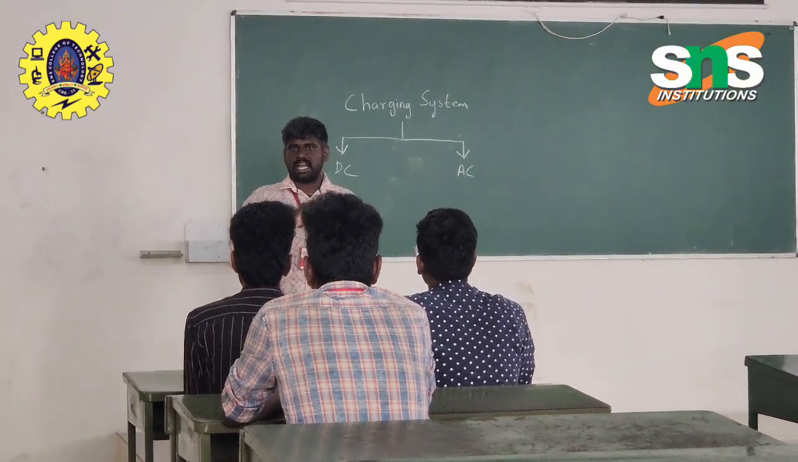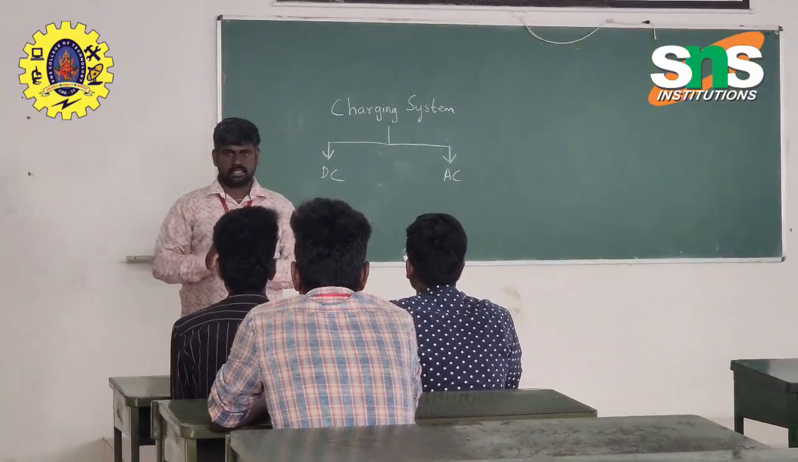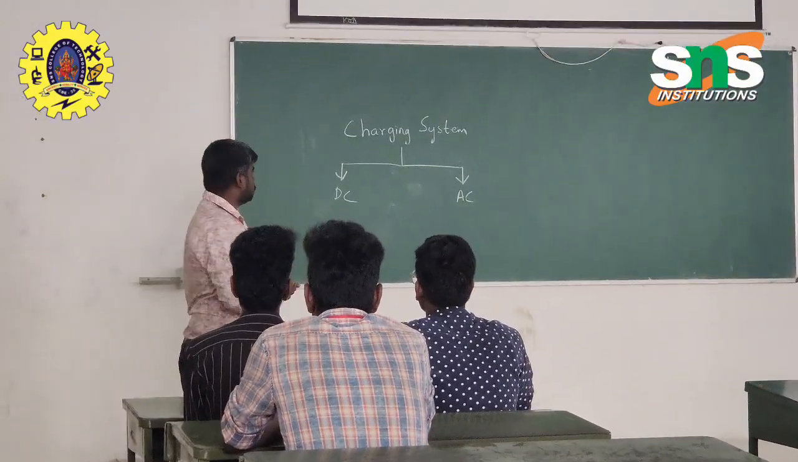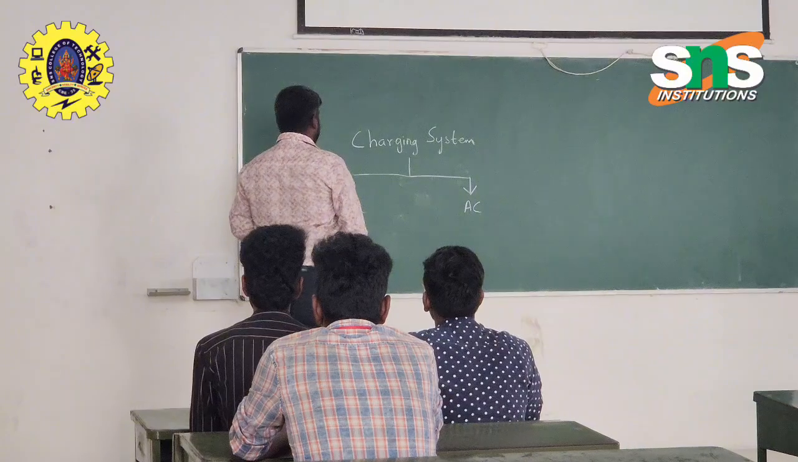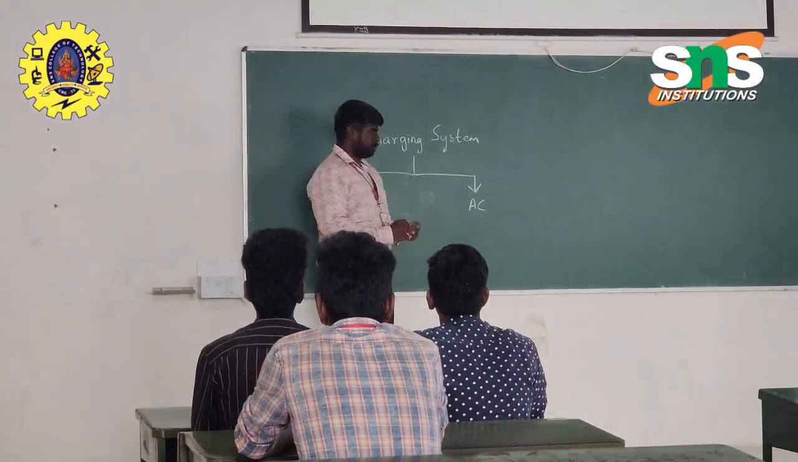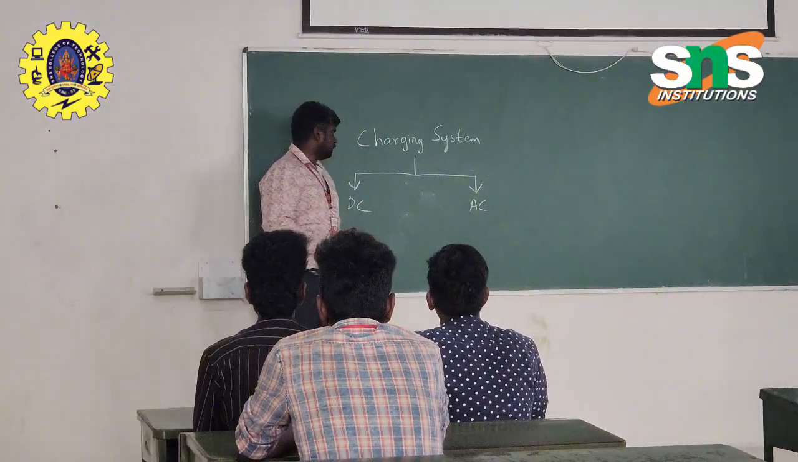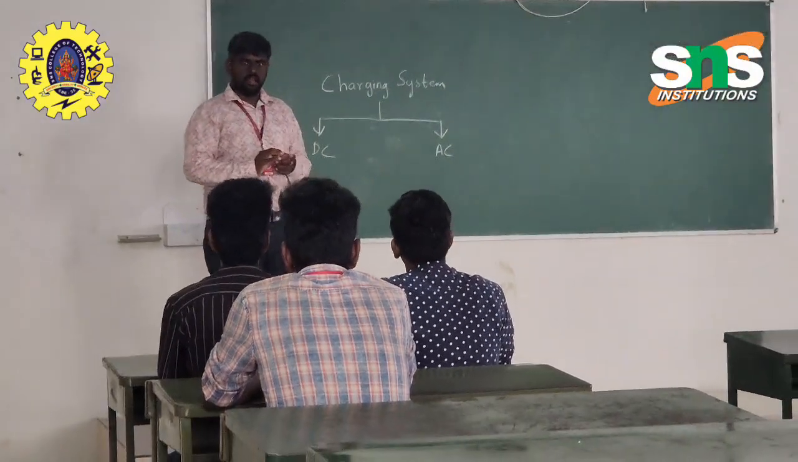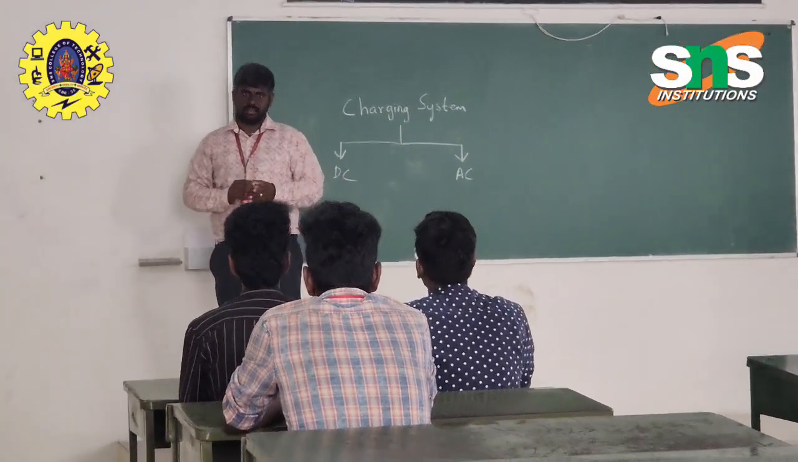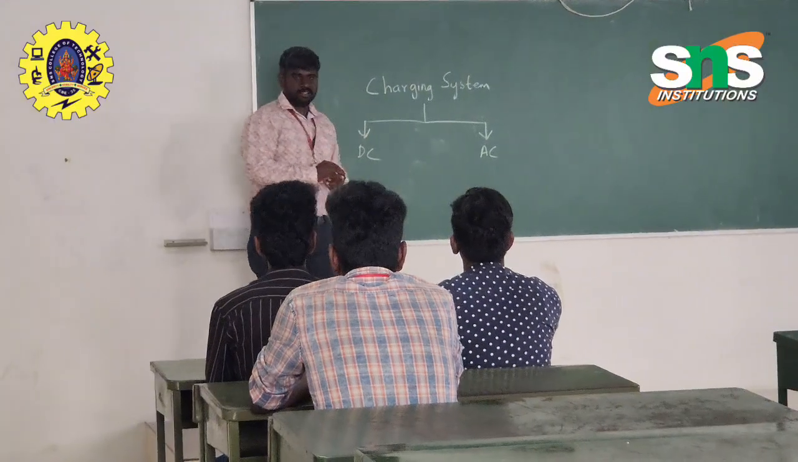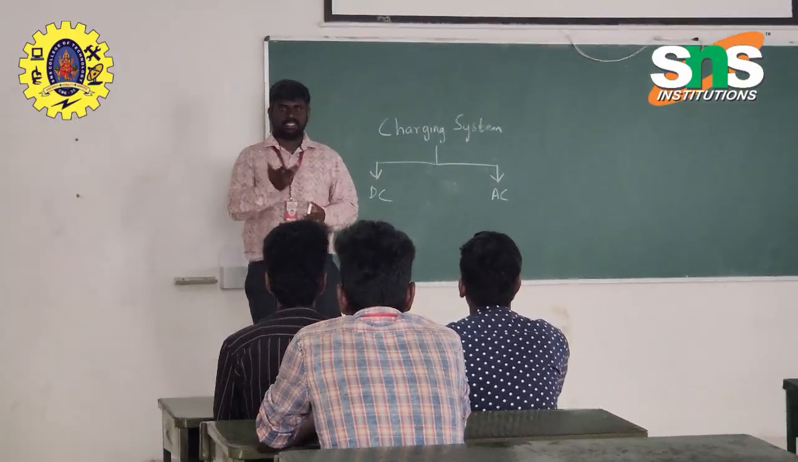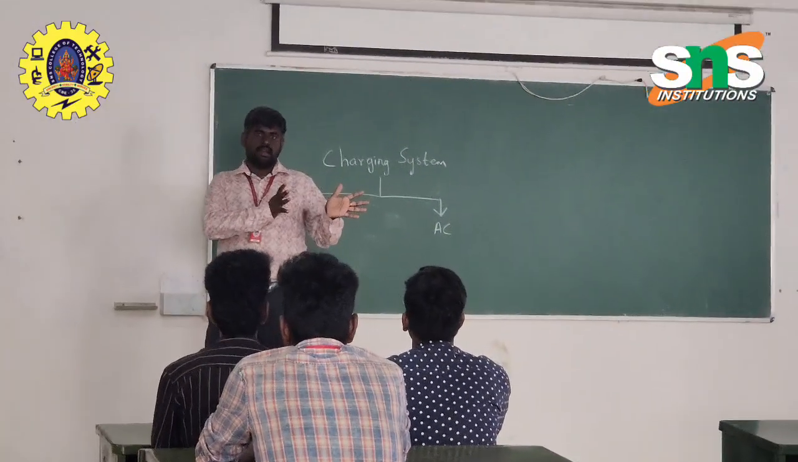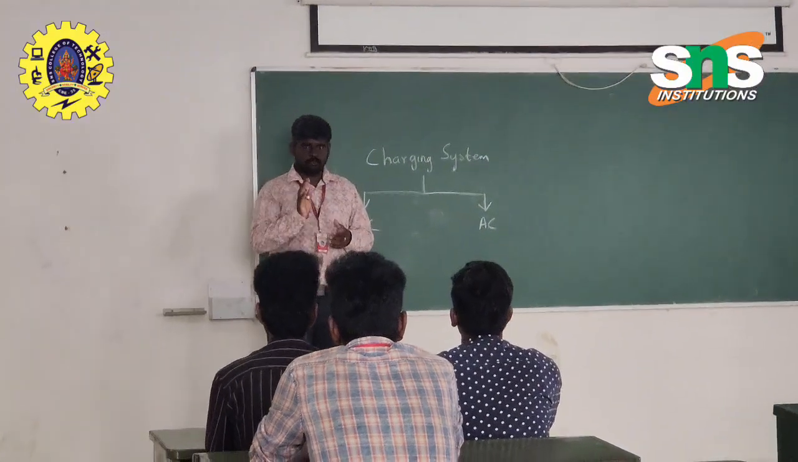In this class we are going to see the types. Normally this charging system is broadly divided into two types. The first is the DC, that means a DC generator, which we normally call a dynamo. And the next is the AC, which we normally call an alternator. These are the broad classification of our charging system.